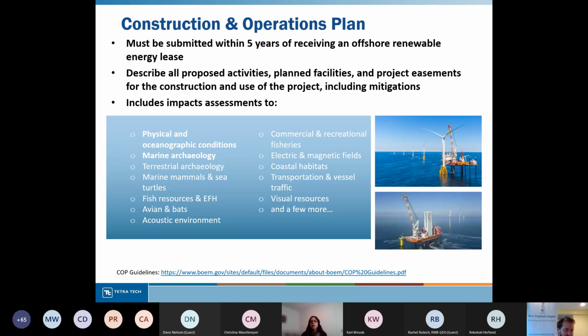Similar to the SAP, BOEM wants to see that the developer has a full understanding of the baseline conditions of all of these resources, all of the potential impacts that could happen to them, what the results of those impacts would be, and what the developer is proposing to mitigate those impacts. Again, the resources that relate to geophysical survey are the physical and oceanographic conditions and marine archaeology.